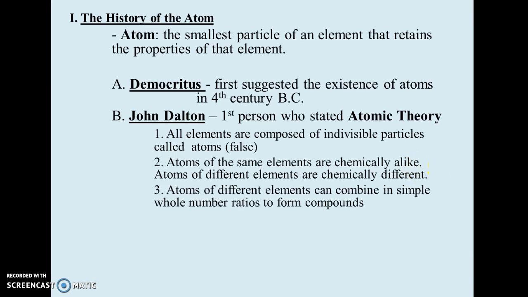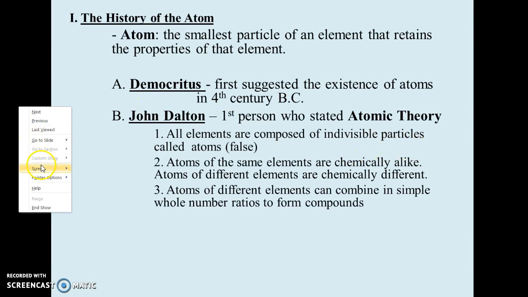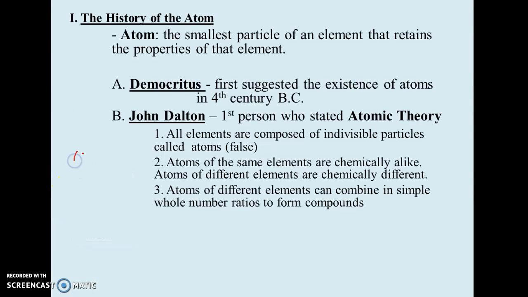Atoms of different elements combine in simple whole number ratios. So this basically means we can't have half an atom. All right, so when we think of something like water, which is H2O, oh, bad writing, H2O, this is 2 hydrogen to every 1 oxygen. It's a simple whole number ratio. We can't have half an atom.